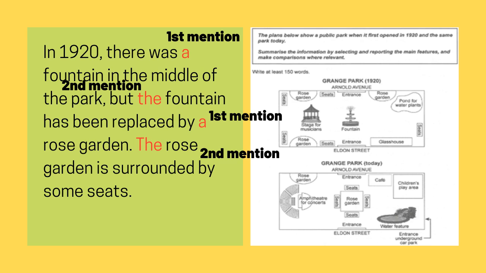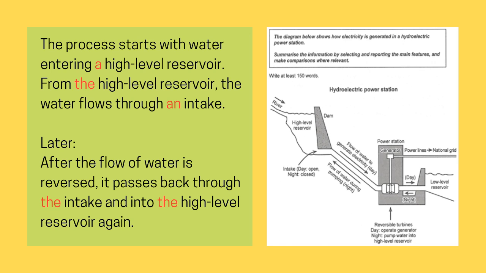As you can see then, we say a whenever we talk about something for the first time, and the whenever we refer back to it, because by the second mention it is a definite, known thing. Let's see another example, this time with a process diagram. Here we can see a hydropower dam.